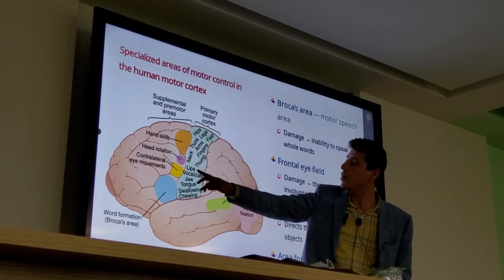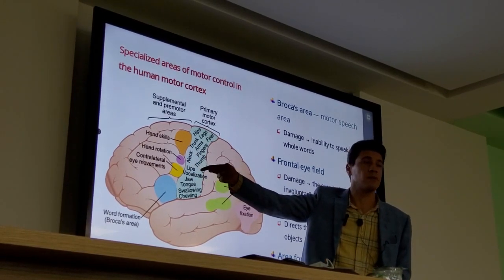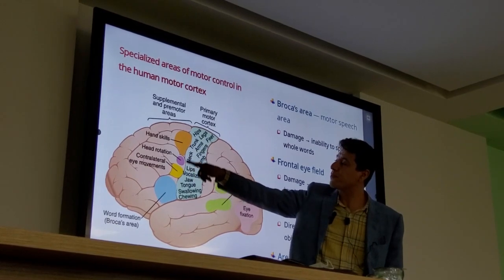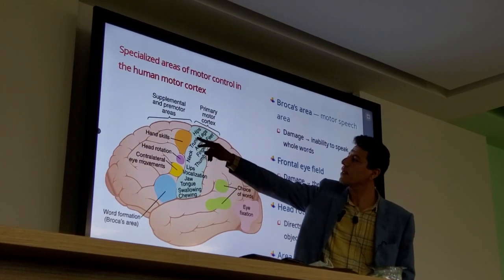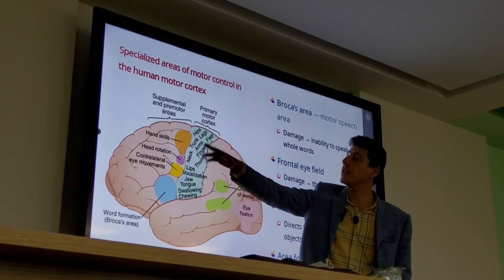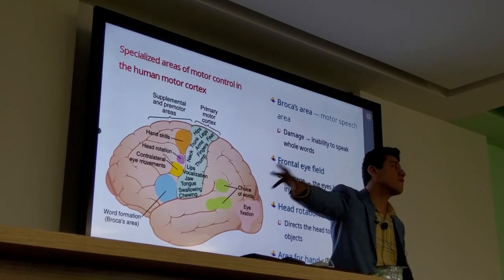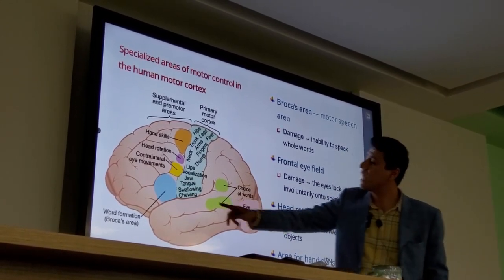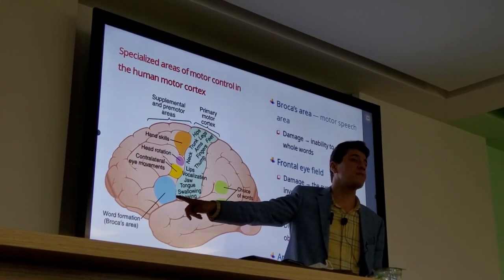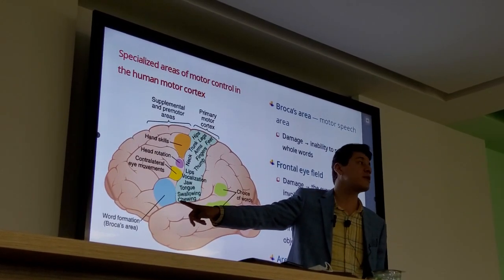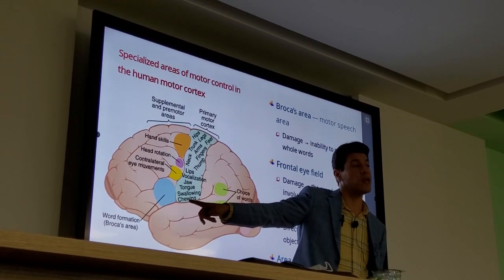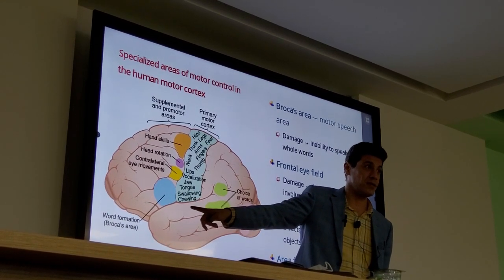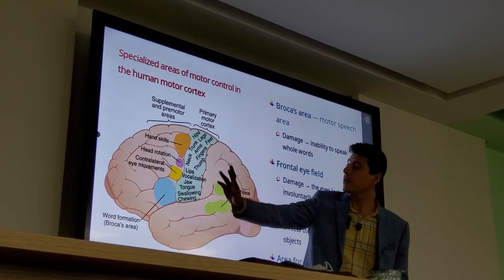We have head rotation area, which is very close to the eye movement area. So this close proximity causes relation between the head movement and eye movement, right? Hand skill area, related to skillful movement of the hand, okay? If there is damage here, in the Broca's area, the person may understand the words, but may not be able to produce any word. The person can understand you when you talk to them, but he or she is not able to talk fluently, right? We call this Broca's aphasia. We will see that later.